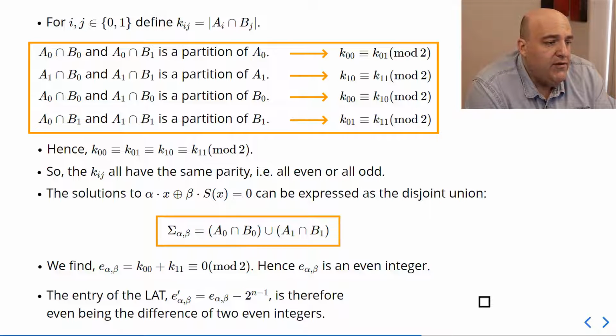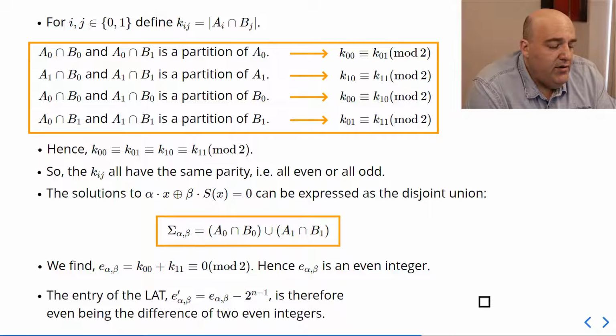And then we can repeat this concept. For A1, we can partition A1 by intersecting it with B0 and B1. And since A1 has even cardinality, K10 is congruent to K11 mod 2. And then we do the same thing for B0. We make a partition of B0 by intersecting with A0 and A1, and so those cardinalities have to be the same parity, again because B0 has an even cardinality. If you partition a set of even cardinality into two subsets, both of those subsets have to have the same parity. Both are even or both are odd.